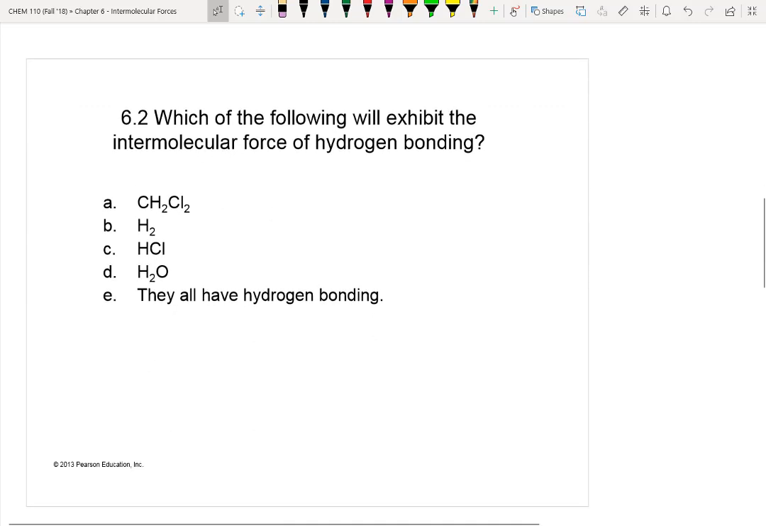All right, which of the following will exhibit the intermolecular force of hydrogen bonding? This one should be pretty easy. We've seen a bunch of examples. Well, the first one? No, we don't have a fluorine, oxygen, or nitrogen, so that won't work. B, we don't have a fluorine, oxygen, or nitrogen, that won't work. Same thing with C, but D, we do have an oxygen there. Therefore, this would be a good example of something that can H-bond.